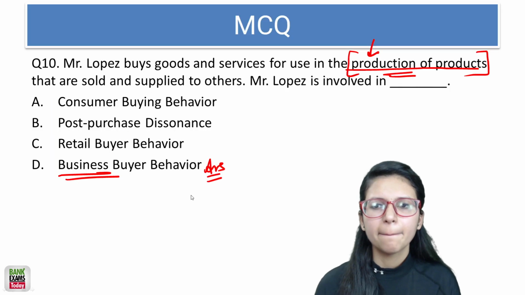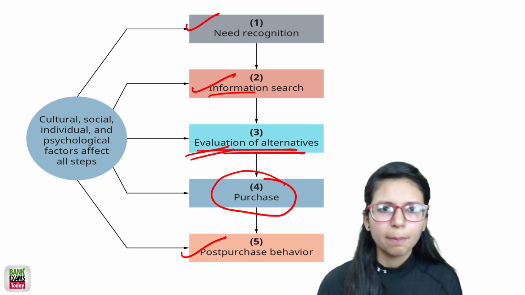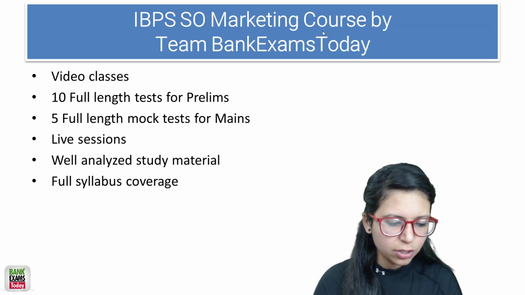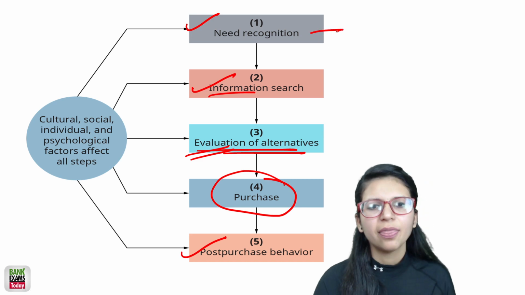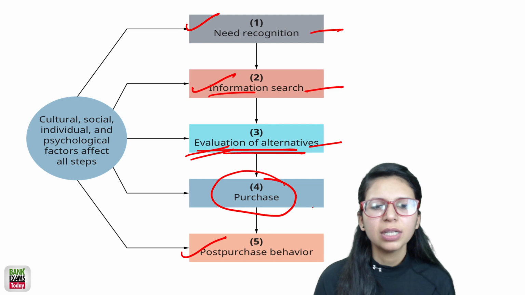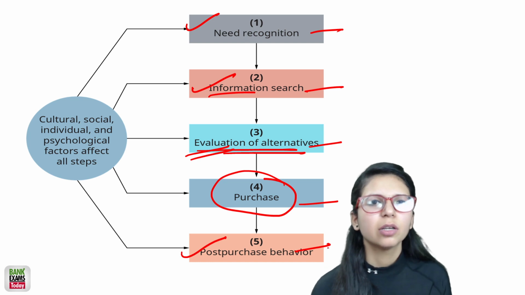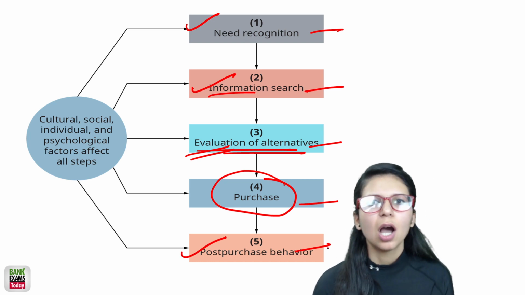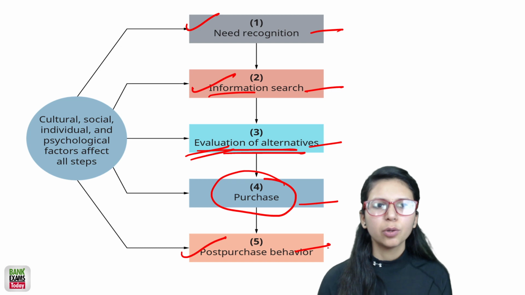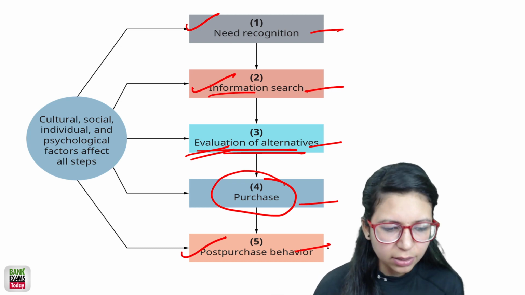So it is all business buyer behavior. Business related buying needs you will identify in the first stage. Then you will search about that product, then you will see the pros and cons about the product. You'll finally purchase in the fourth step. And then you will see how you use the product that you've bought, and whether you will buy it again or not. And that is all.